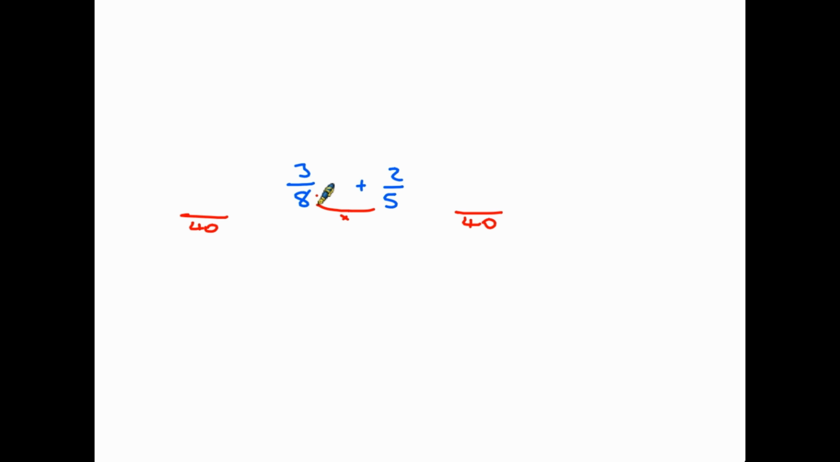Again, what did we do to the 8 to make 40? We multiplied by 5, so I'm going to multiply the 3 by 5. 3 times 5 is 15. On the other side, what did we do with the 5 to make it 40? Well, we just multiplied it by the 8. So on this side, we're going to multiply the top by the 8, and we get 16. So we now have 15 over 40 plus 16 over 40, and the answer is 31 over 40.